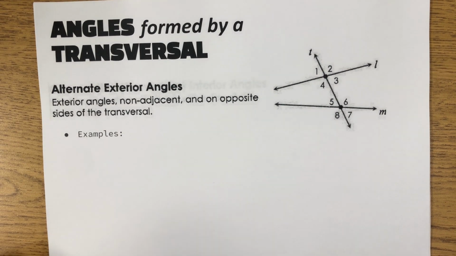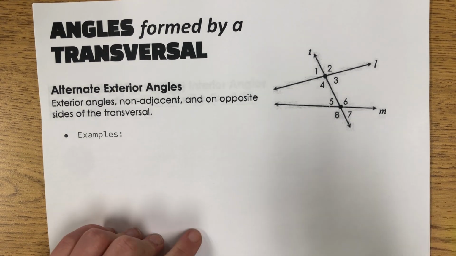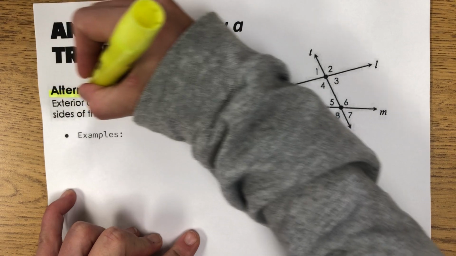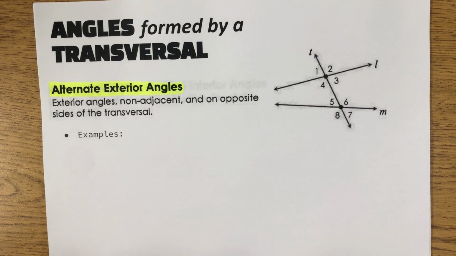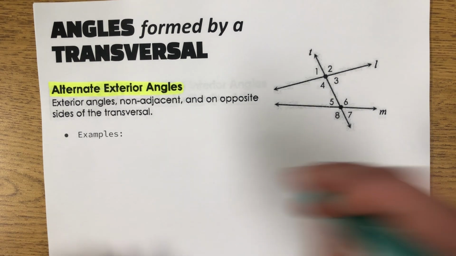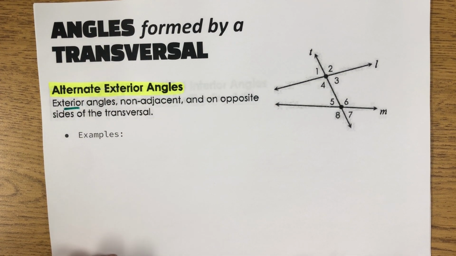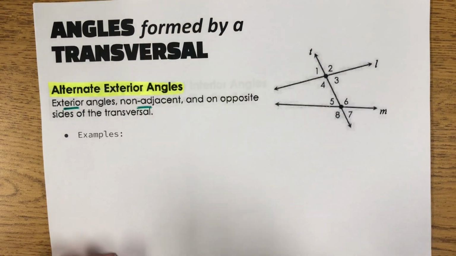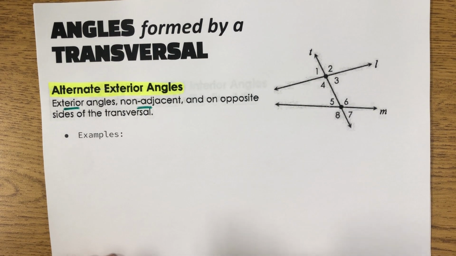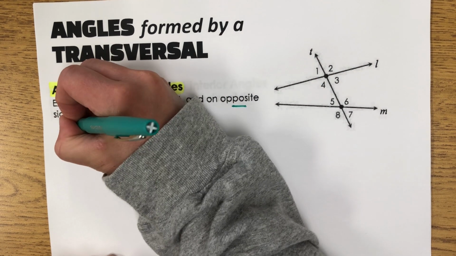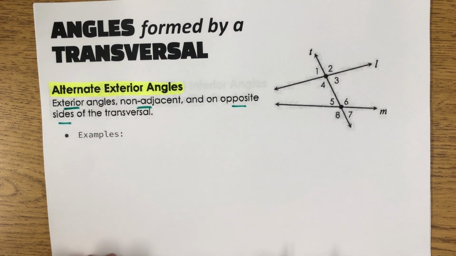Moving on to alternate exterior angles. Let's go ahead and identify that. Alternate exterior, I'm going to highlight our alternate exterior angles, and these are exterior angles, so they're on the outside of the two lines. They are non-adjacent, which means they do not belong next to one another, and they are on opposite sides of the transversal.